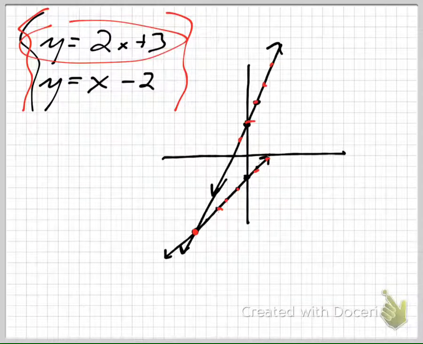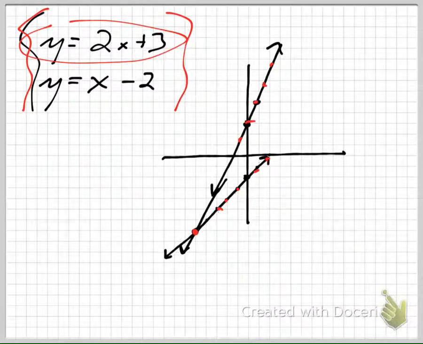The other possibilities are, what if they are both the exact same line? Then how many solutions are there? There's an infinite number. If they both happen to be the same line, then there's an infinite number of solutions. What if the two lines never touch, which would mean that they are parallel? Then what's the solution? There is no solution. They will never touch, which means they're never going to be true for both, which means there's no solution.